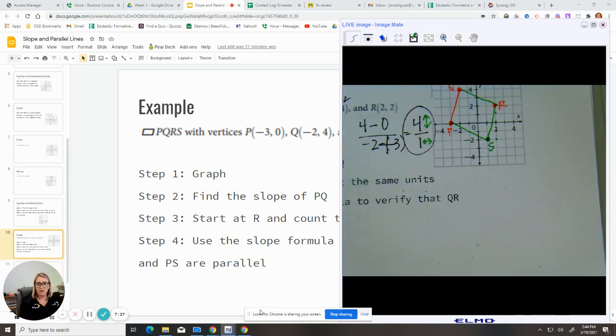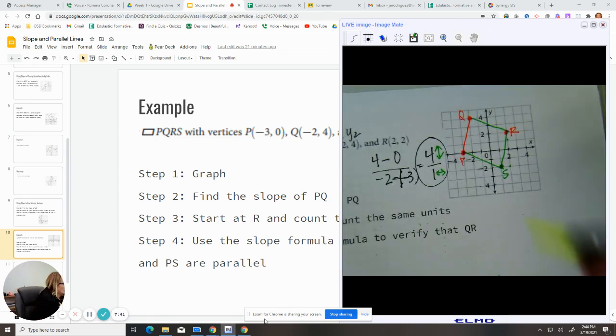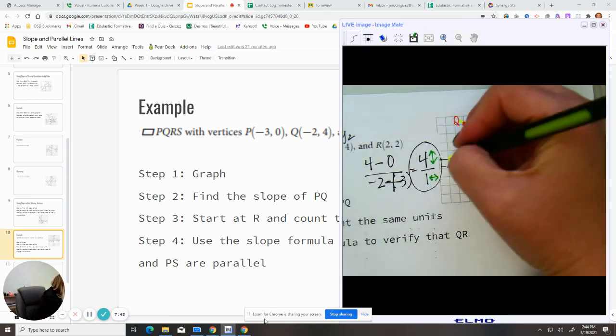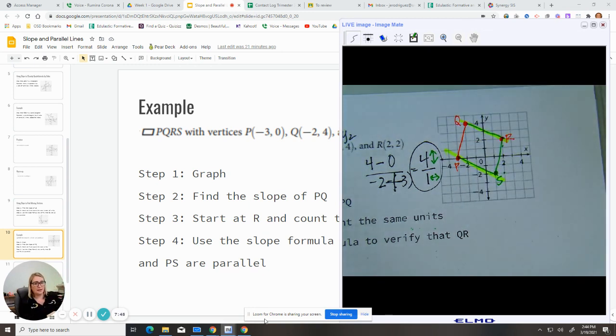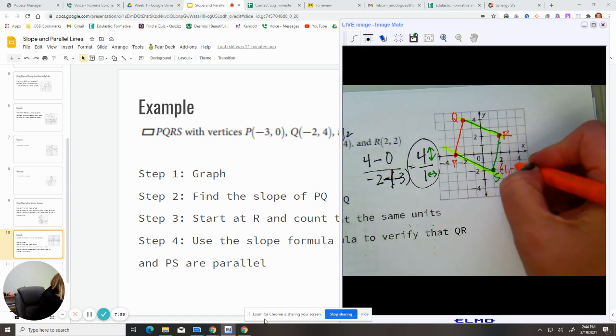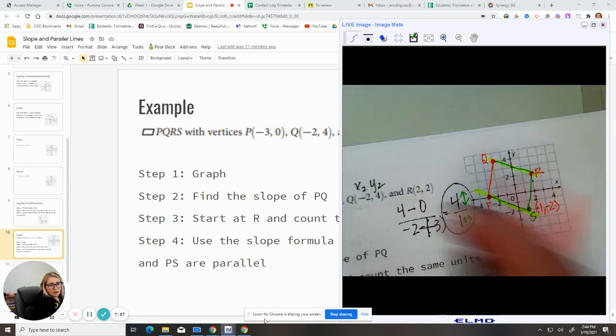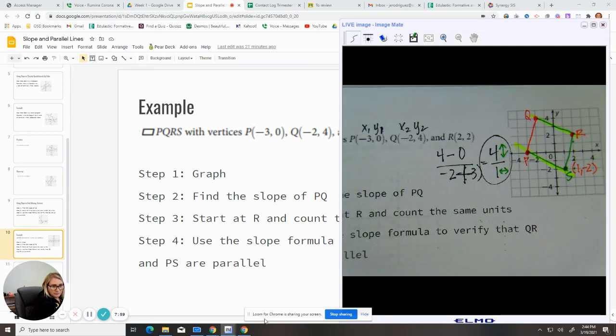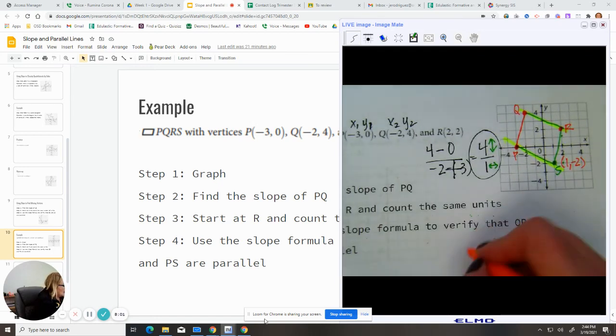Okay. And now we're going to have to figure out, is QR parallel to PS? That is the only part left to do. So again, we need to figure out what the coordinates of S are. Well, over 1 down 2 is 1, -2. We have all the other points, right? Because we graphed them.